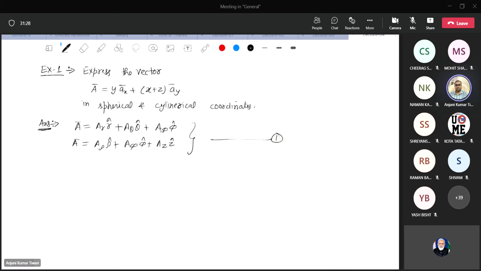And what we have to do is find out Ar, A theta and A phi, for example, in this case. And in the other case we have to find out A rho, A phi and Az. Okay, let us first look at the spherical coordinate. So let me just write down. First we are doing the spherical coordinate.